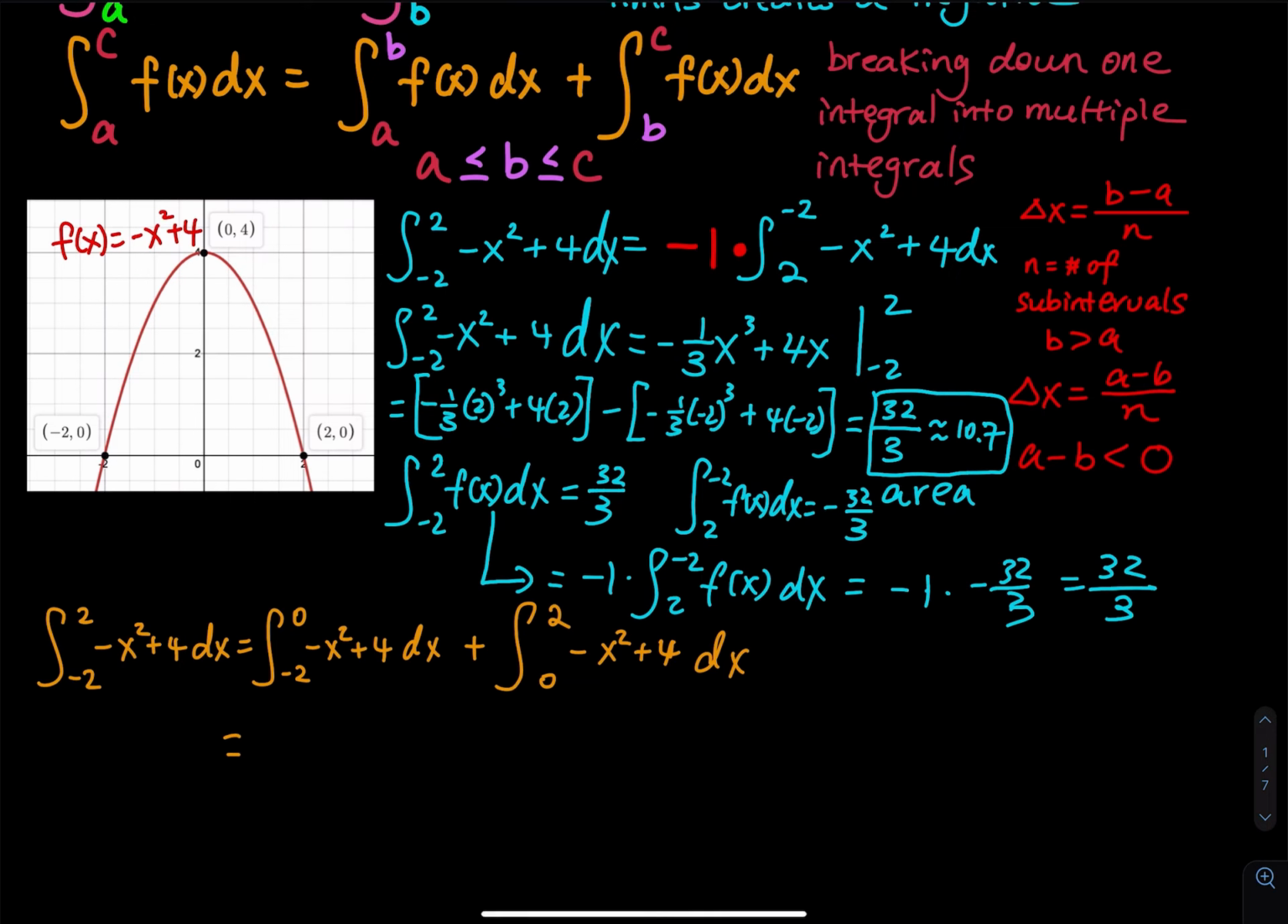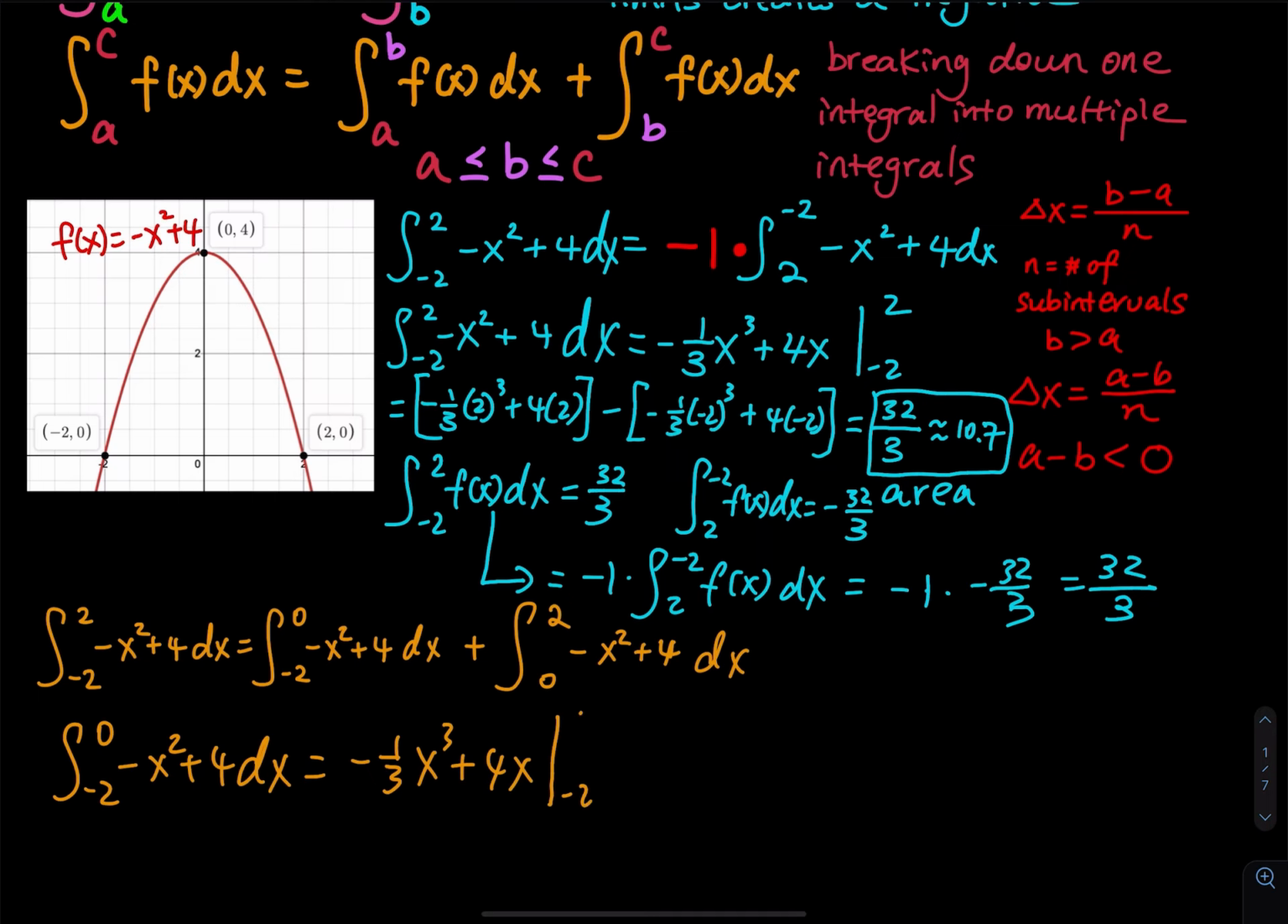That one gives you negative 1/3 x to the third plus 4x. I will just write it on another line. So from negative 2 to 0, negative x squared plus 4 dx, that is equal to negative 1/3 x to the third plus 4x. You take the derivative of that, you will be able to get back to the integrand from negative 2 to 0, and then you use the fundamental theorem of calculus. Of course, you plug in 0, everything is gone. We write it anyway, negative 1/3 times 0 to the third plus 4 times 0.